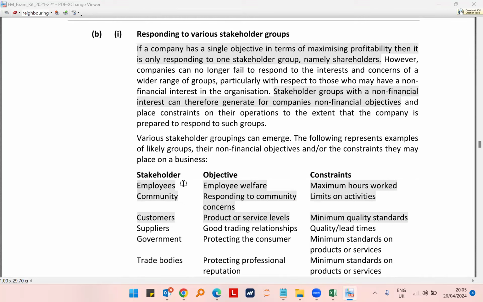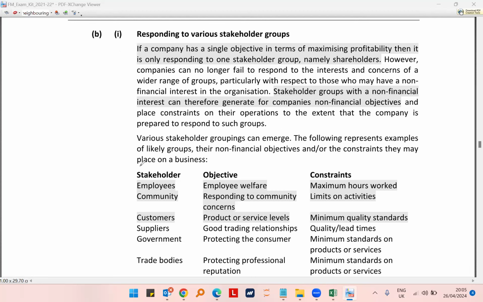Okay. So now when it comes to part B, to respond to the various stakeholder groups. Here, we remember this special part had two parts. One was about the stakeholders, and the other one was about the different management objectives that we can have. So now, how do we handle the different stakeholders?